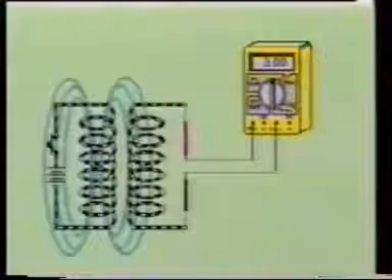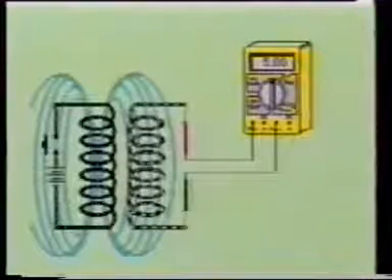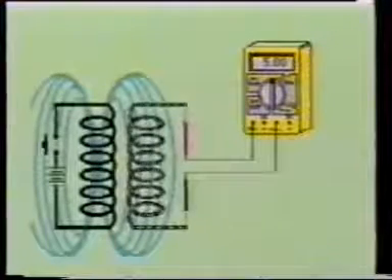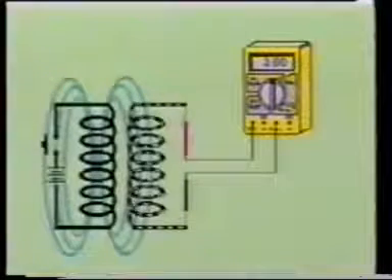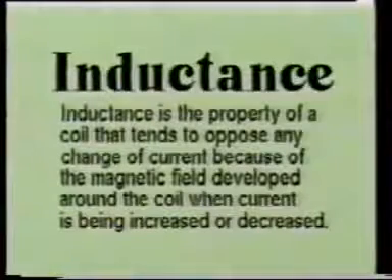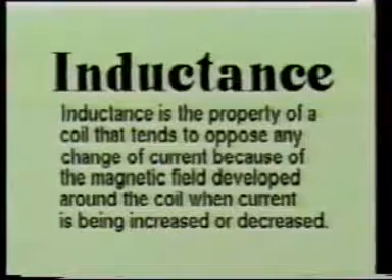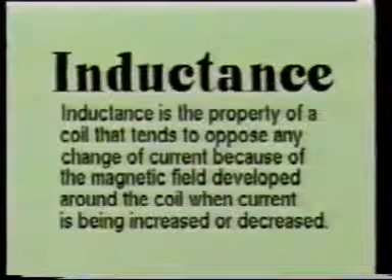This self-induced voltage will be such that its polarity will be the same as the applied source voltage. Therefore, the voltage due to self-induction tries to maintain the current flow through the circuit. As you have learned, inductance is a property of a coil which opposes any change in current.